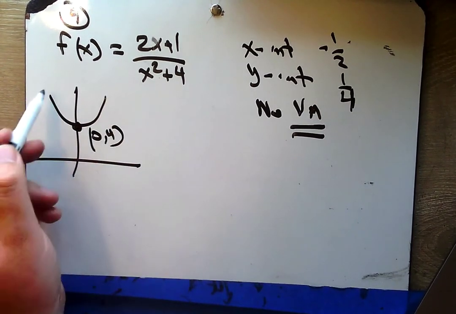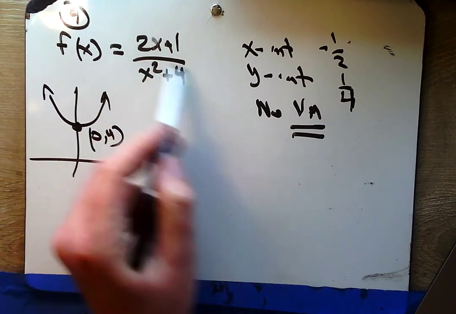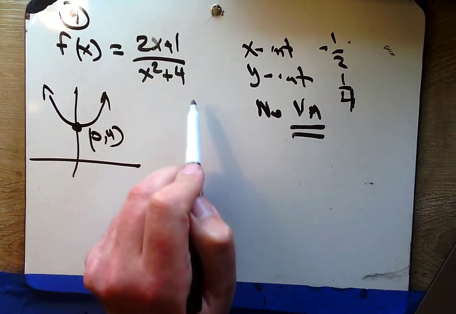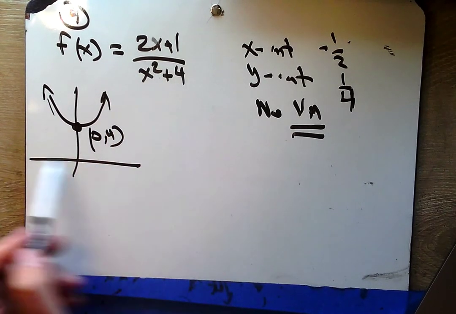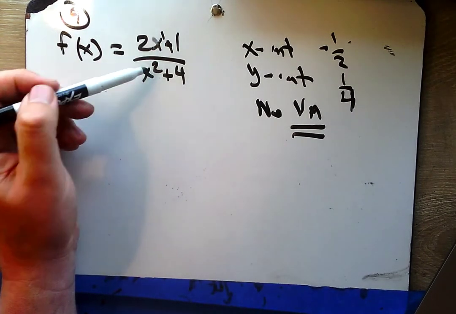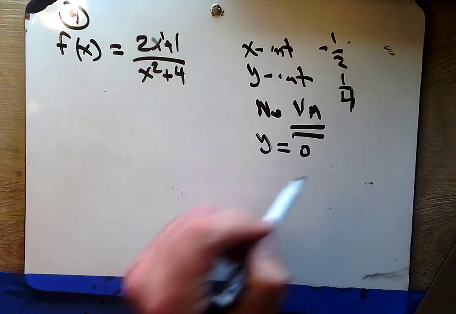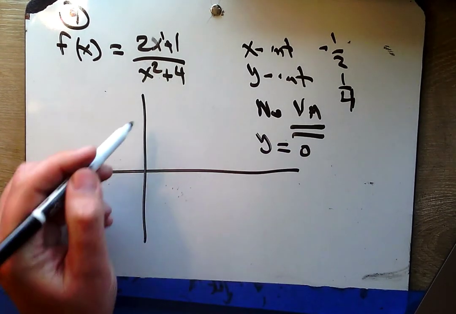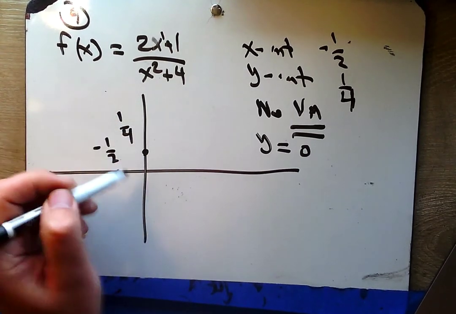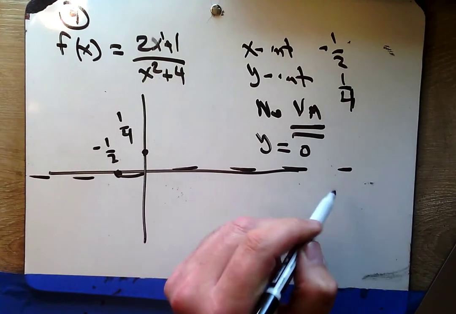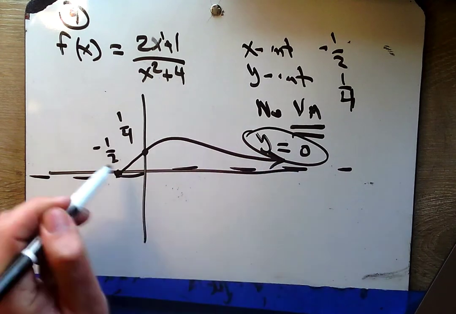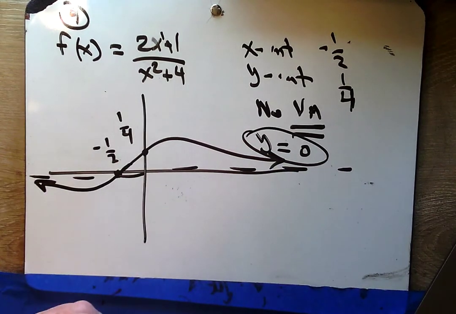0, 4, right? This is the parabola. If you're looking for vertical asymptotes, you're setting that equal to 0 and finding out when that equals 0. Does this graph ever cross the 0 line? No. And the degree here is smaller on top than on the bottom, so again, y equals 0. Okay? X-intercept at negative 1/2, y-intercept at 1/4, horizontal asymptote at y equals 0. And there's my graph.